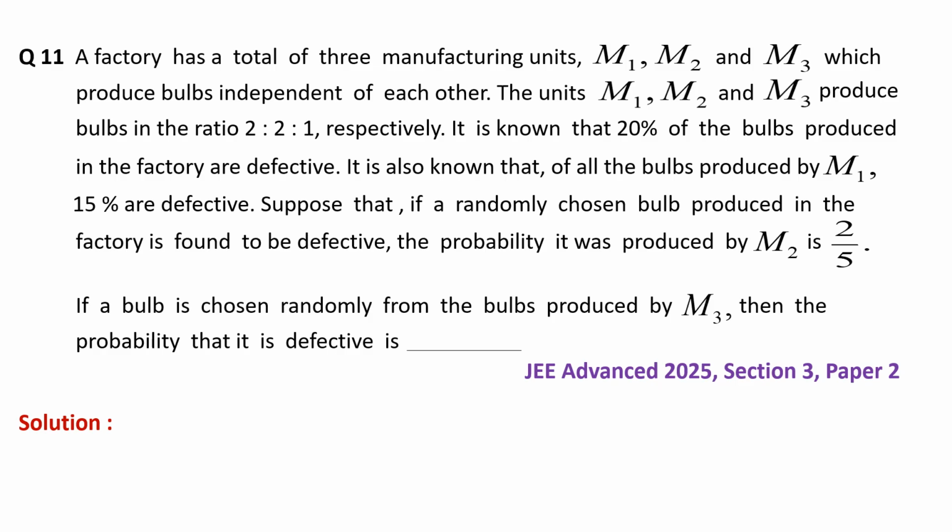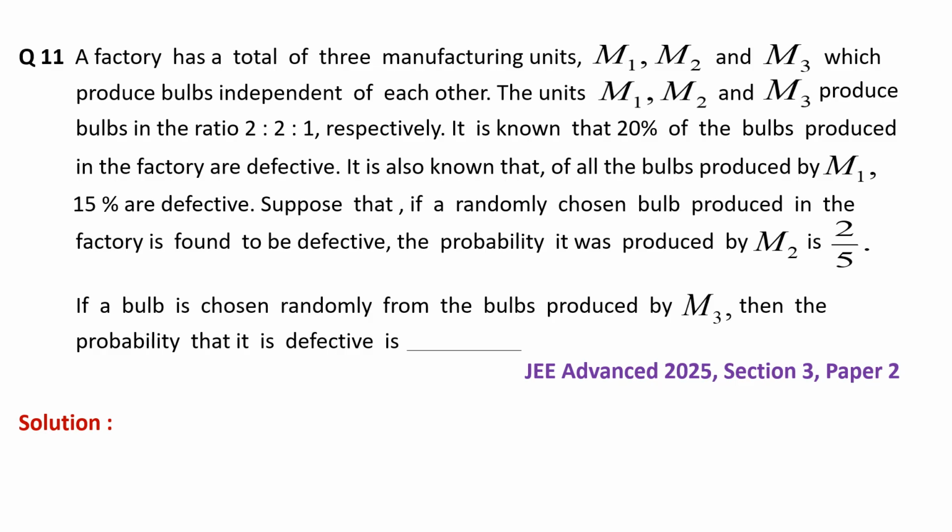It says a factory has a total of 3 manufacturing units M1, M2 and M3 which produce bulbs independent of each other. The units M1, M2 and M3 produce bulbs in the ratio 2:2:1 respectively. It is known that 20% of the bulbs produced in the factory are defective. It is also known that of all the bulbs produced by M1, 15% are defective.